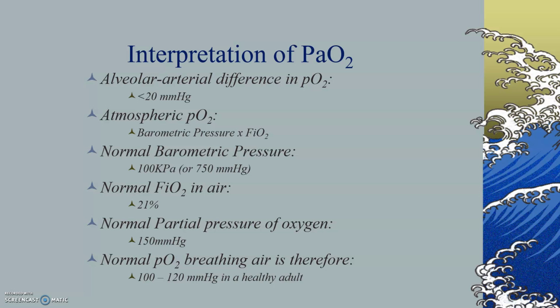If there's a higher alveolar arterial difference, it means that although there's oxygen in the alveolus, it's having a difficult time getting across the alveolar membrane into the blood. So intrinsic lung disease will cause an increase in the AA difference, or the AA gradient. In a normal person breathing air, the PO2 is between 100 and 120 millimeters mercury.